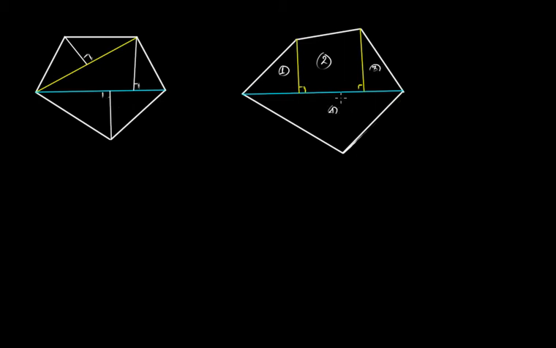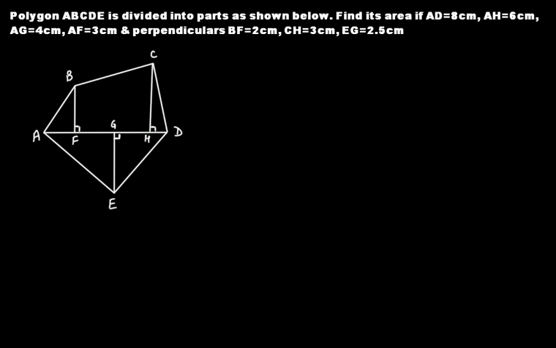So if in this case you know the height of this triangle, then you can quickly tell the answer. How? Area of this triangle plus area of this trapezium plus area of this triangle plus area of this triangle. Then you can tell the area of this polygon. The same thing you are going to use here, right?